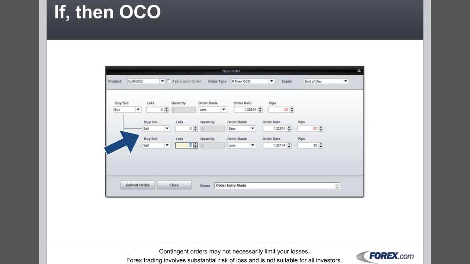If it does hit our limit order, it would close out that trade, automatically bank our profit into our account.